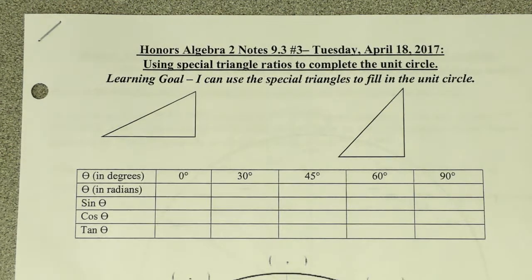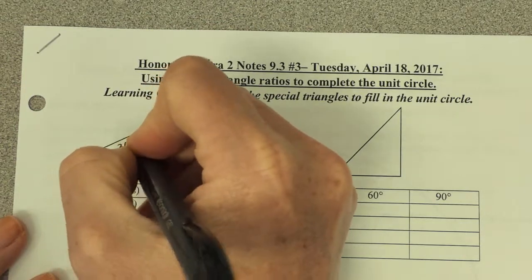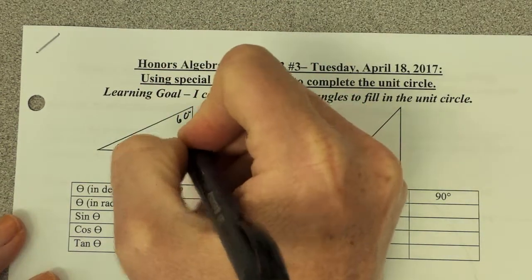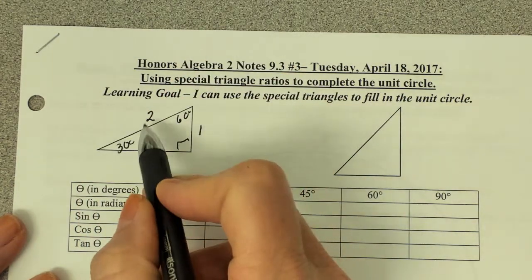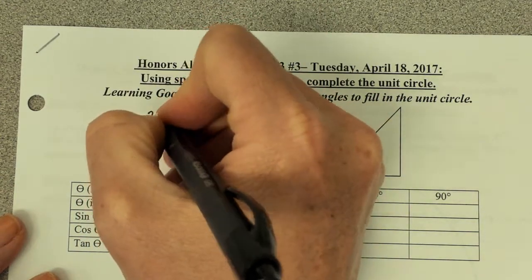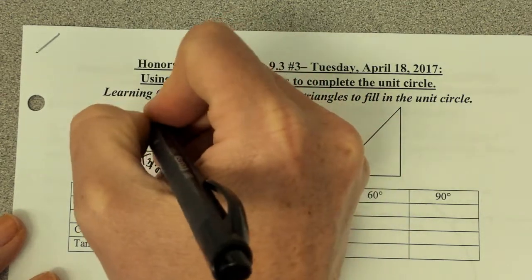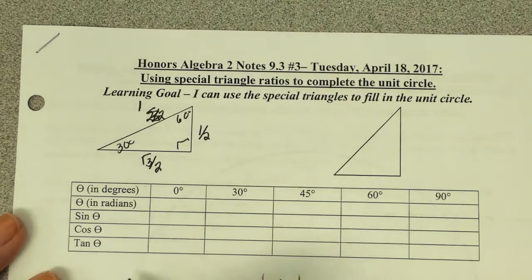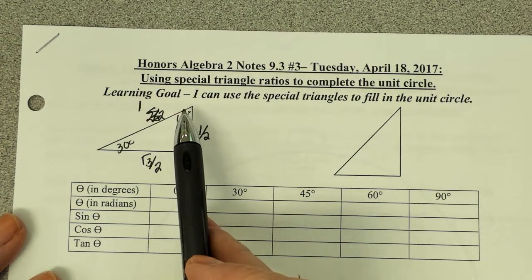All right, so once again, just going back to this real quickly. On a 30, 60, 90, we said that the ratio is always 1, radical 3, 2. But we went for this radius and hypotenuse to be 1, so I divide by 2 everywhere. So now this is just 1 instead of 2. This is radical 3 over 2, this is 1/2.